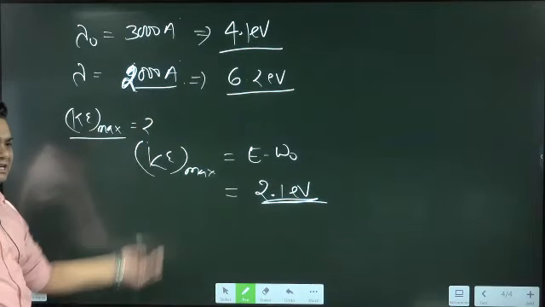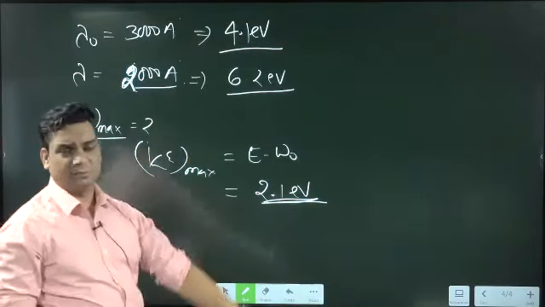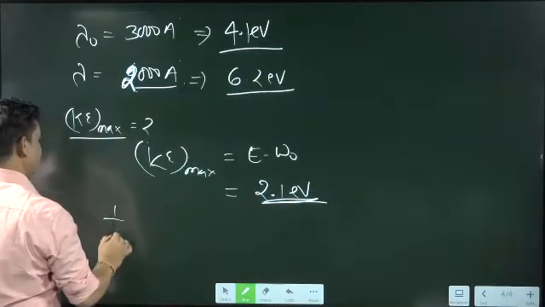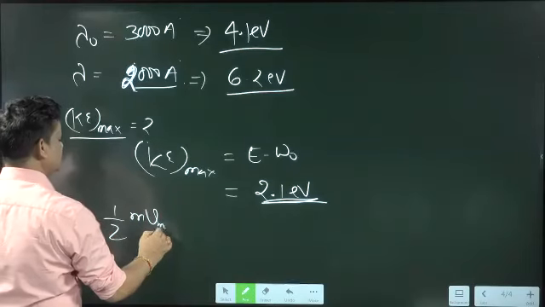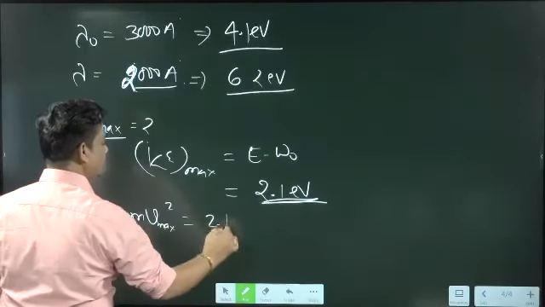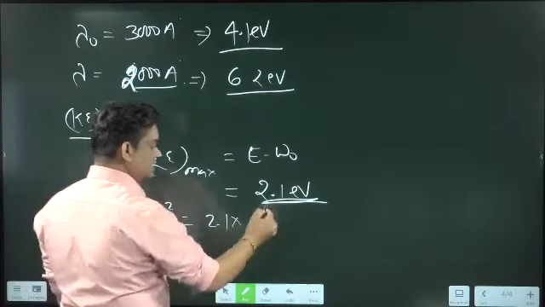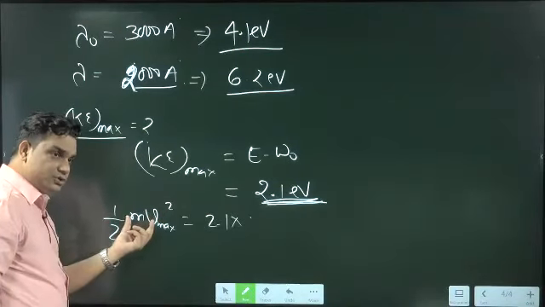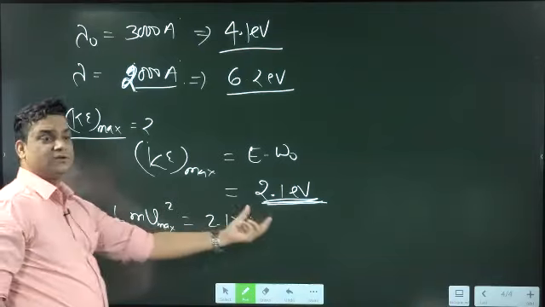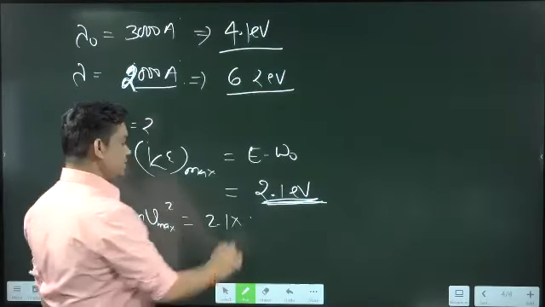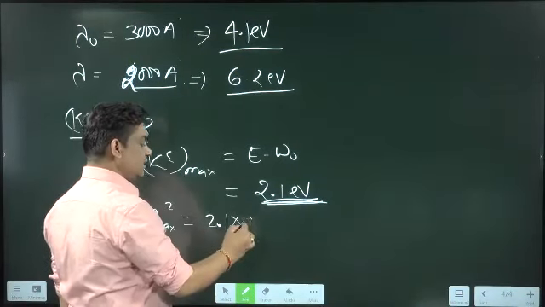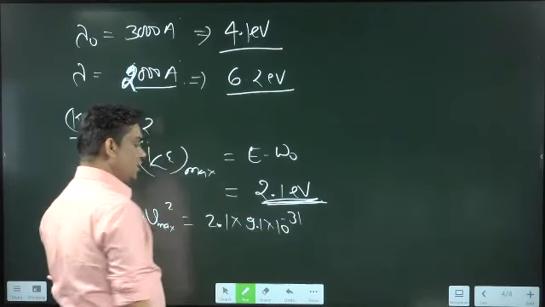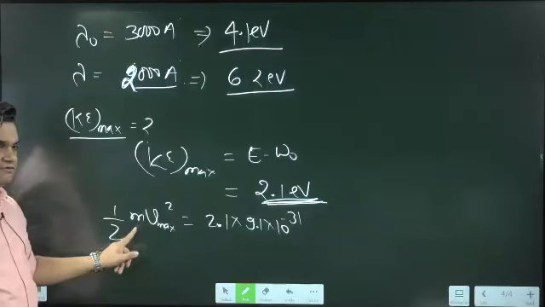Now here they can ask for the maximum velocity of the ejected electrons. So we can write half m v max squared equals 2.1, which is in electron volt, while this is in joule. So you need to convert this into joule, using 1.6 into 10 power minus 19. We have to find V.